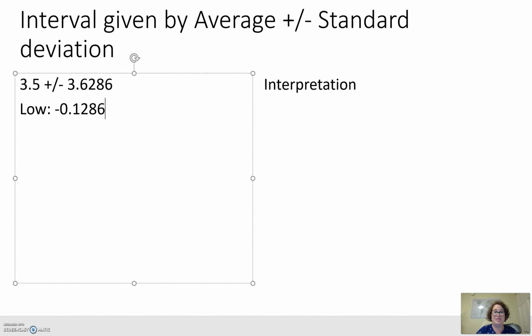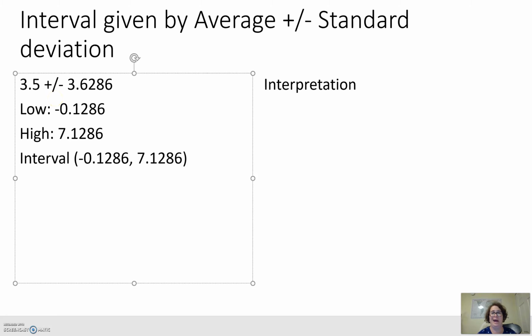I did this calculation earlier. You can check my calculations. And on the high end, we end up with 7.1286. In other words, our interval is the range of values in between negative 0.1286 up to the value 7.1286. And you're just like, yeah, so what?